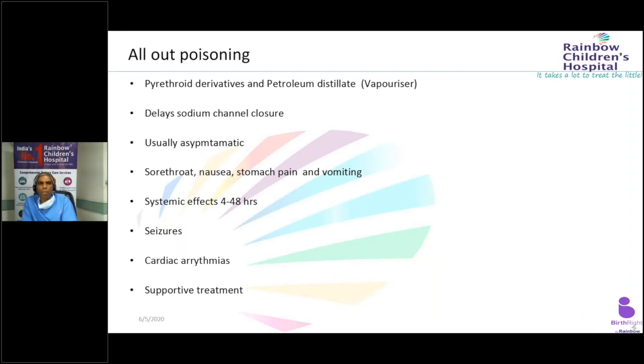90% of the children are asymptomatic. They might develop a sore throat, stomach pain, or vomiting. The systemic effects usually start between 4 hours to 48 hours. If they are going to develop symptoms, they might develop seizures; the majority of the time they develop seizures, and they might develop cardiac arrhythmias. There is no specific antidote as such for all-out poisoning. It's completely supportive treatment. So far, we've not seen anybody having either seizures or cardiac arrhythmias because of all-out poisoning.